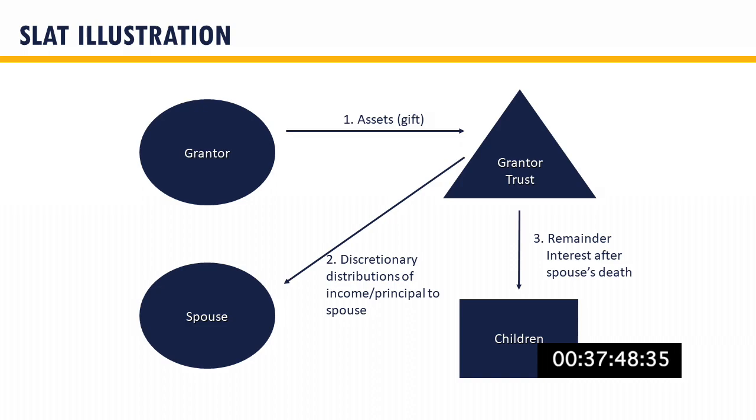So sometimes that's an important consideration if you have low basis assets. But this would be one way of putting $11 million into the trust, taking advantage of that high lifetime exemption, and still having access to cash flow. Now, there are risks associated with this.